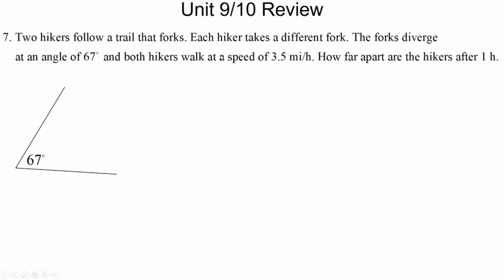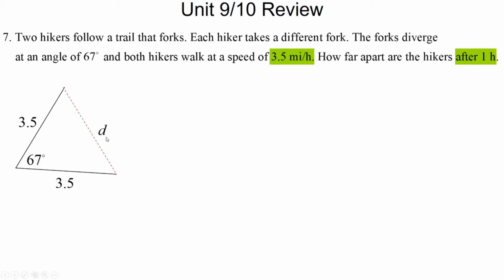And both hikers walk at a speed of 3.5 miles per hour. How far apart are the hikers after 1 hour? Well, if they're walking at 3.5 miles per hour for 1 hour, that would make this distance 3.5. And this distance 3.5. And how far apart are these hikers? That far right there. Man, they don't watch the scary movies in the woods, do they? All right. There's also wild animals and stuff. All right. Stick together in the woods, you guys.